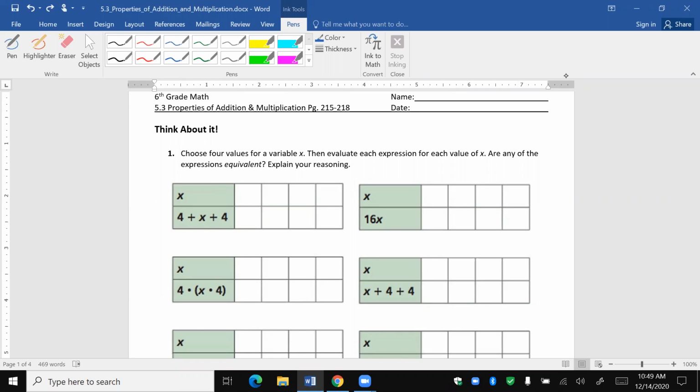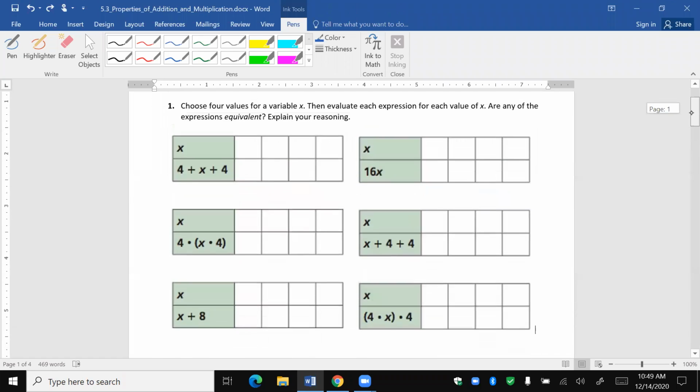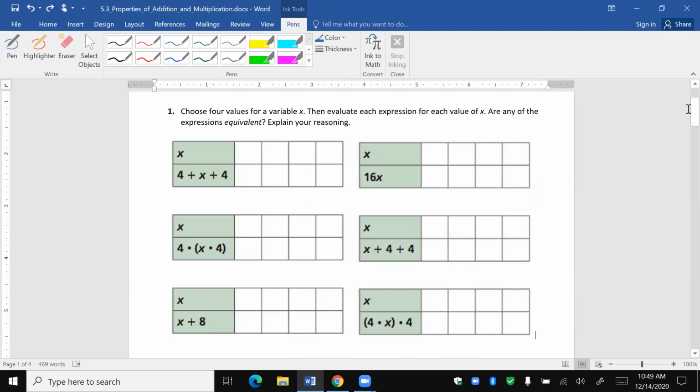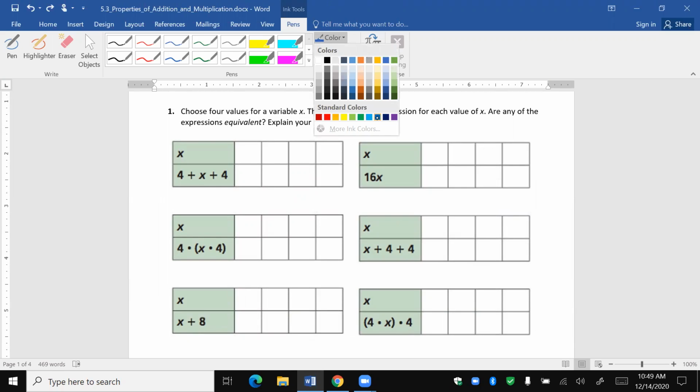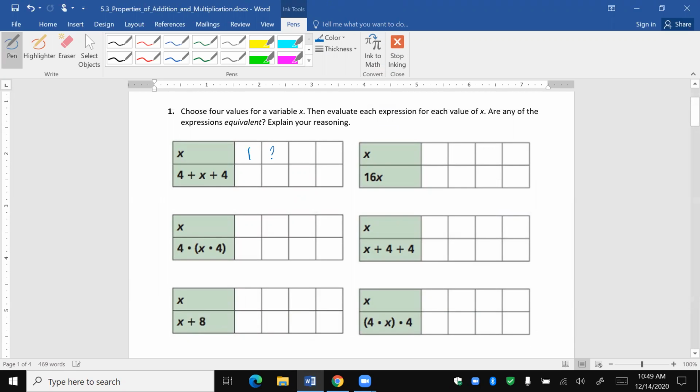The first part of this, we're going to go through the rules and then we will do some practice with them, okay? For our think about it problem, it says choose 4 values for a variable x, then evaluate each expression for each value of x. Are any of the expressions equivalent? We're going to do 1, 2, 3, and 4 for all of these values for x.